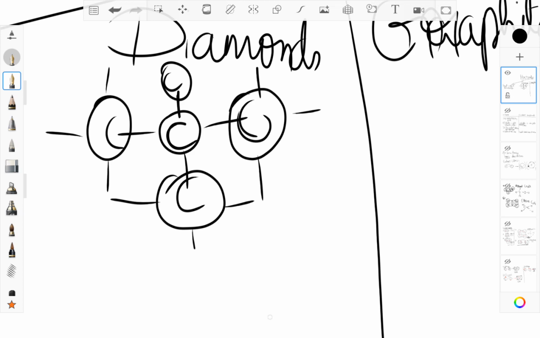And I already mentioned one of diamond's properties. It's hard. For the same reason that it's hard, it also has a high melting point, because all of its valence electrons are being used to form bonds. And again, it doesn't conduct electricity, which is the third property of diamonds.